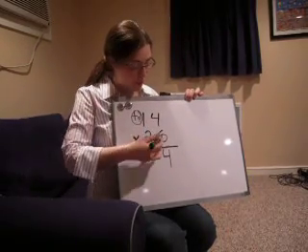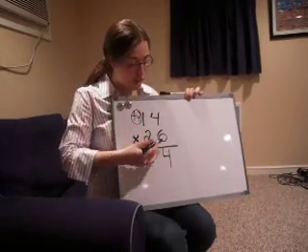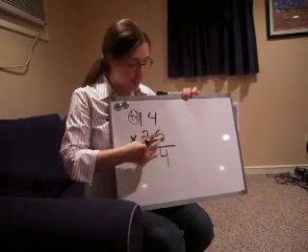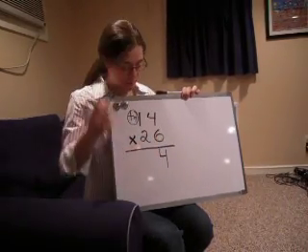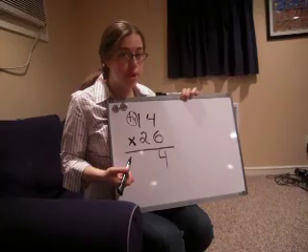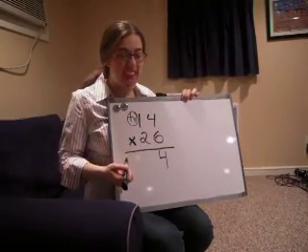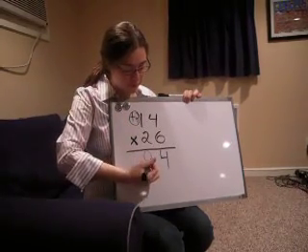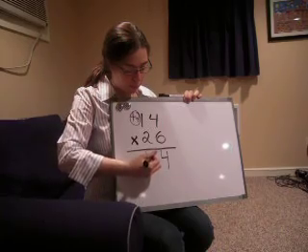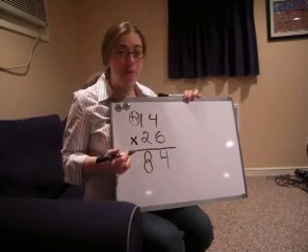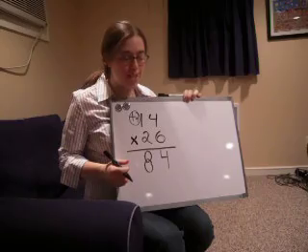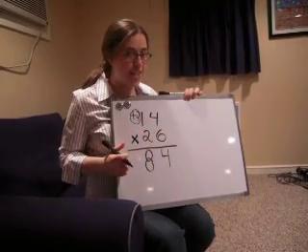So now we do 6 times 1, the ones place times the tens place. 6 times 1 is 6, but we can't forget our regrouped number. 6 plus 2 is 8. Now that we've finished with our ones digit, it's time to move on to our tens digit.